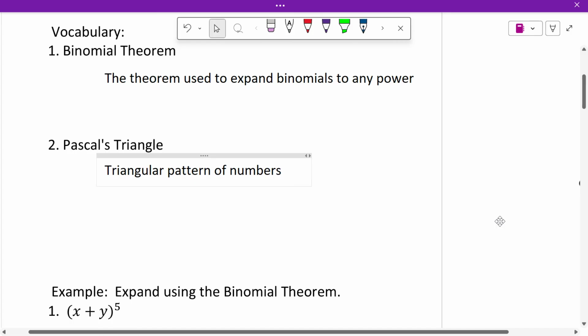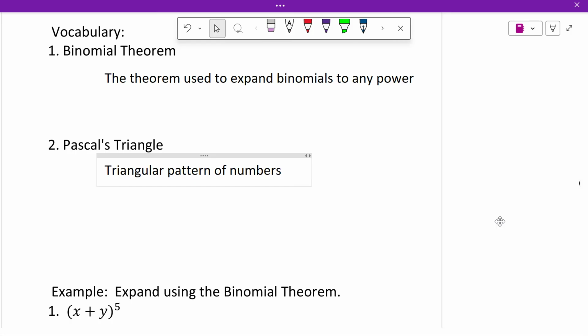So we use the binomial theorem and Pascal's triangle together. Our triangular pattern of numbers: you start with a 1, and then you have a 1 and a 1, and then you add. The outside is always 1. You add these two together to be 2, and then you have a 1. So the outside is 1.